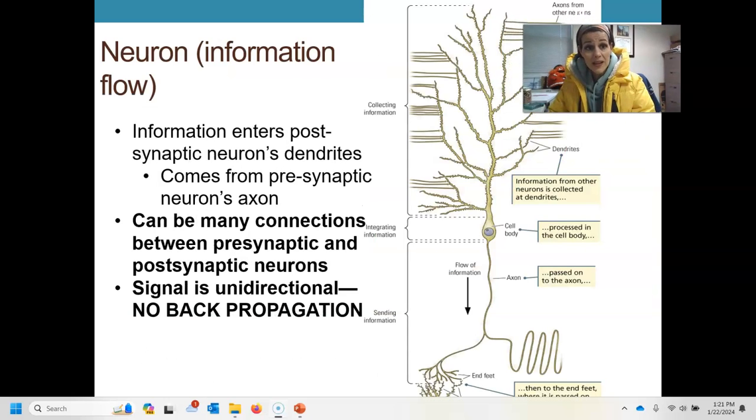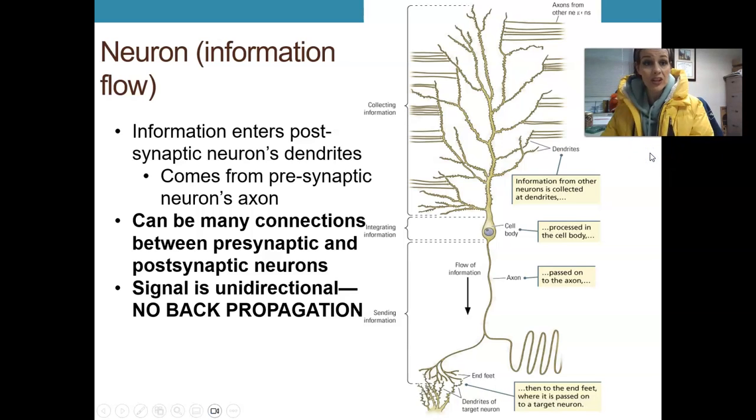Now let's talk a little bit about that information flow, where information goes. So here we've done this in a different sort of way. You can see the axons from other neurons making synapses with the dendrites of another neuron. It is the job of the dendrite to collect information. And we're going to call this a postsynaptic cell. The sending neuron is what we would call presynaptic. The receiving neuron is what we would call postsynaptic. So information is going to enter the dendrites of the postsynaptic neuron, and this is going to come from the axons of the presynaptic neuron.